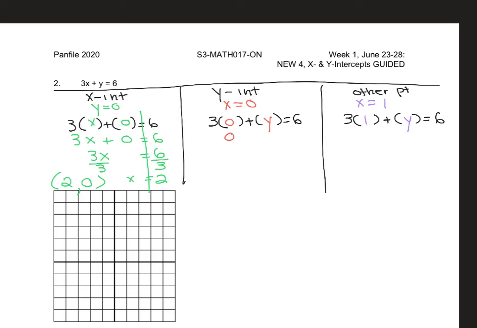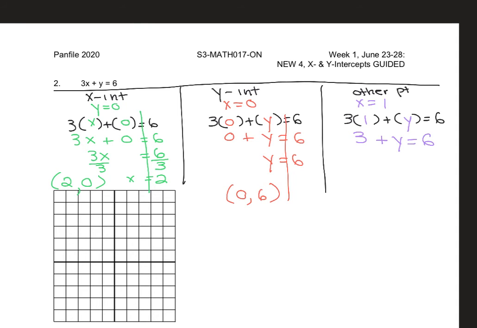Over here, I have 0 plus y equals 6. The 0 drops out. I get y equals 6. If I look at my ordered pair, I have 0, 6. You just have to be careful about the order because, again, one you're solving for x, the other you're solving for y. You want to make sure that your letters get put in the correct order. Your ordered pairs are always x, y.